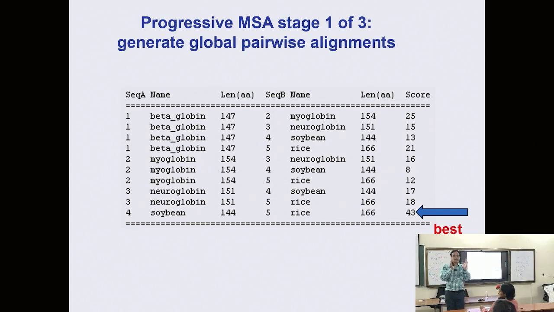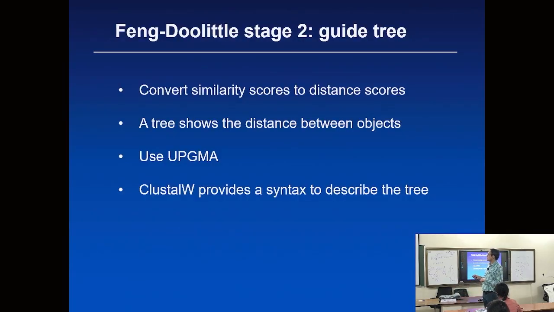But when you make a guide tree, which is similar to a phylogenetic tree, you would want to visualize the sequences, or organisms or objects, whatever you want to make the tree for, and their relationship in terms of distances between them. If you are constructing a tree, then you would want to convert the similarity scores into distance scores. So that's the next step. Convert similarity scores to distance scores, and once you are done, then you can make a guide tree.